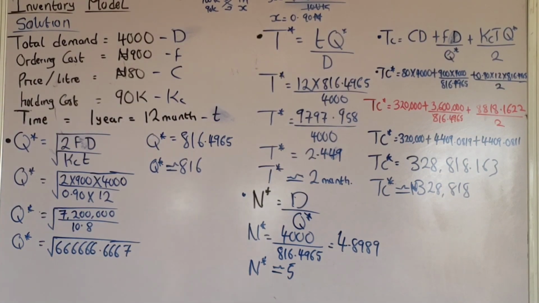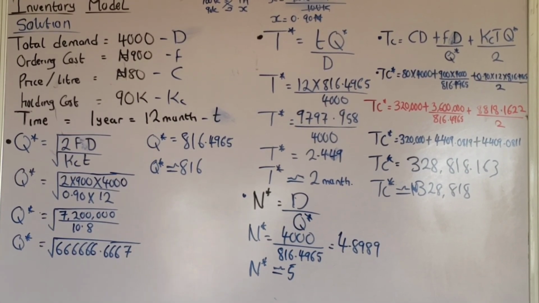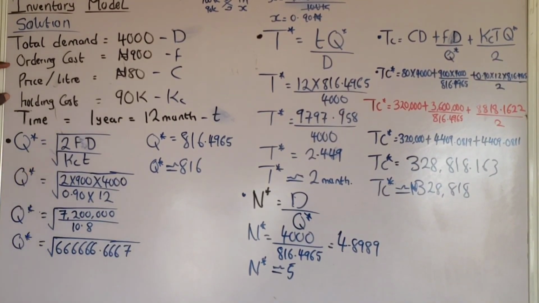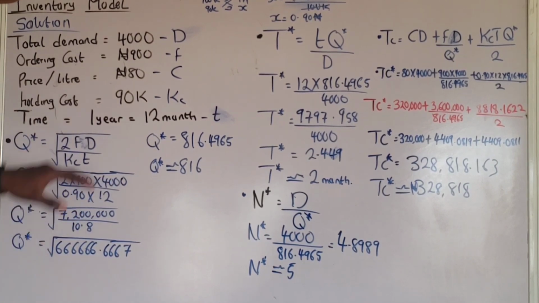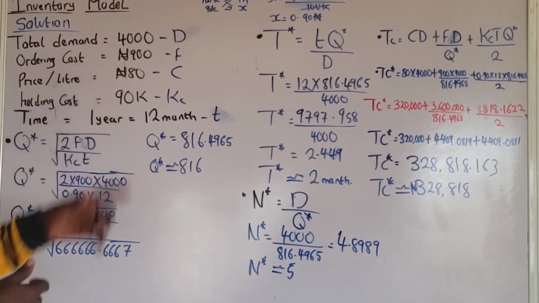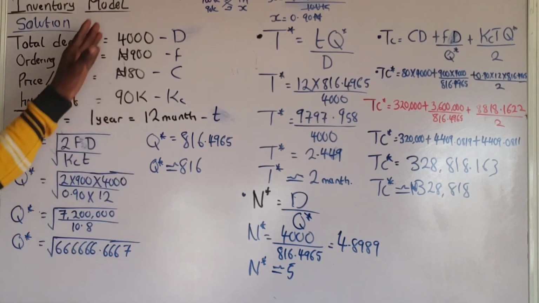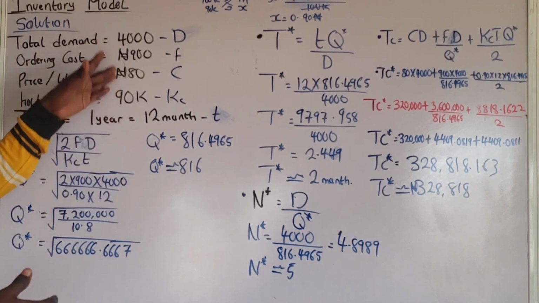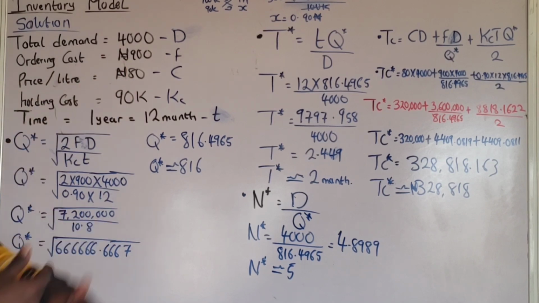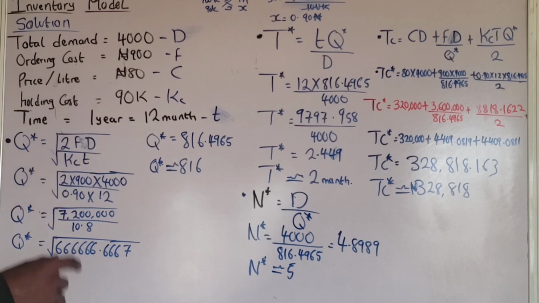So if you come across such a question in the exam, you'll be able to solve it by, number one, writing out the parameters, then remembering your formula. And if you are given the holding cost in kobo, make sure you convert it to naira. Don't use the kobo directly, so that your calculation will not be contradicted, because we have the other costs in naira. You have to convert it from kobo to naira, if you are given it in kobo.